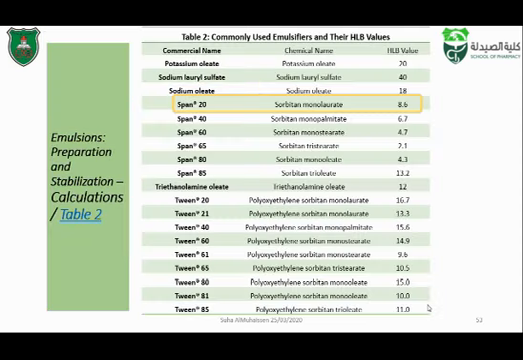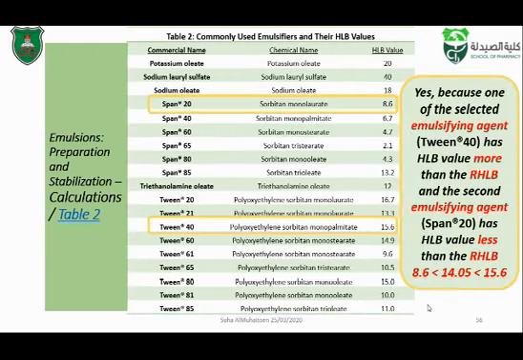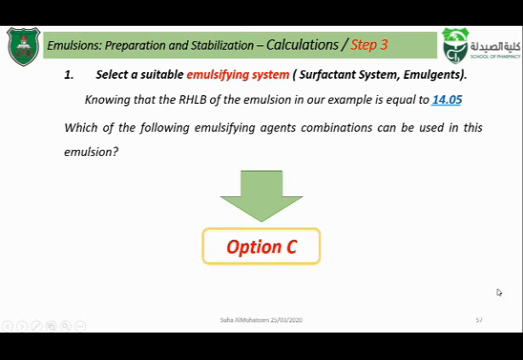Option B, Span 20, 8.6, and Tween 40, 15.6 HLB. The answer is yes. Again, for the same reason, Tween 40 has an HLB value more than the required HLB, and Span 20 has an HLB value less than the required HLB.